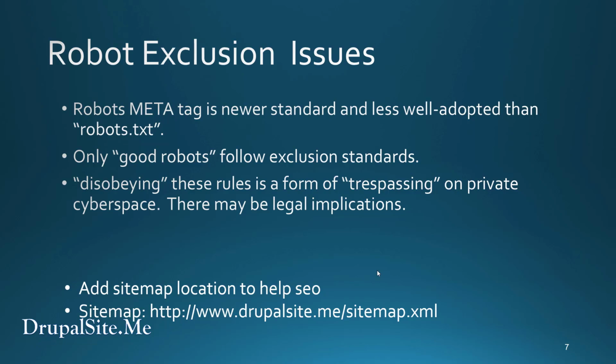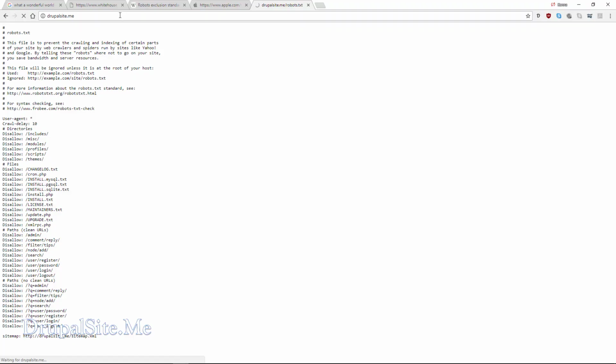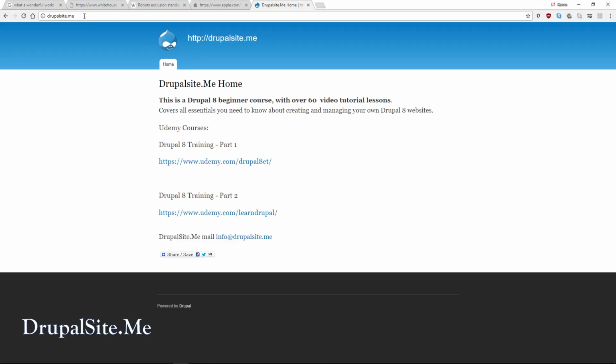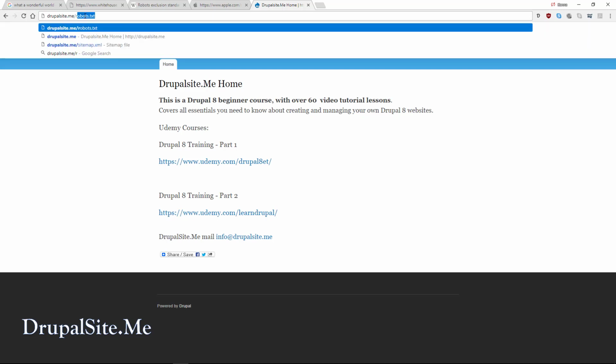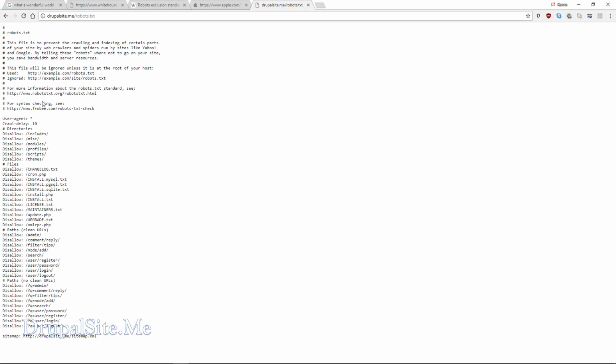For example, let us look at my site, and this is my simple test site. Here is robots.txt. There we go. So this is the user agent, this is the crawl delay, and all the directories. I don't want these search bots to go there because it's a private thing. And I also indicated where the sitemap is located, so that the search bots can find it and index my pages thoroughly. So that's it.